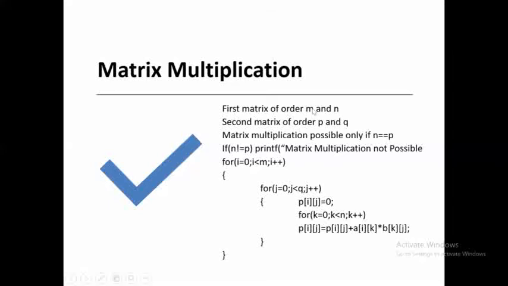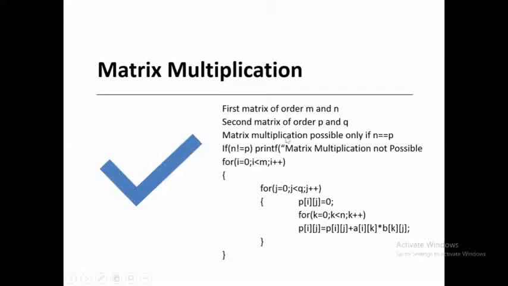Number of rows of the first matrix, and number of columns of the first matrix. Then the second matrix is also required, because matrix multiplication is possible only between two matrices, right? With respect to the second matrix, p is the number of rows and q is the number of columns of the second matrix.